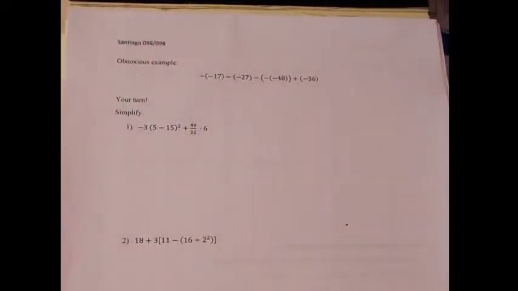First, I've provided to you an obnoxious example. This has negative 17 minus negative 27 minus negative 48 plus a negative 36. Blah, gross. What I want to get across with this particular example is I really want you to focus on just cleaning up your signs. This is a mess. This is just chaos, okay? Let's clean up our signs first.